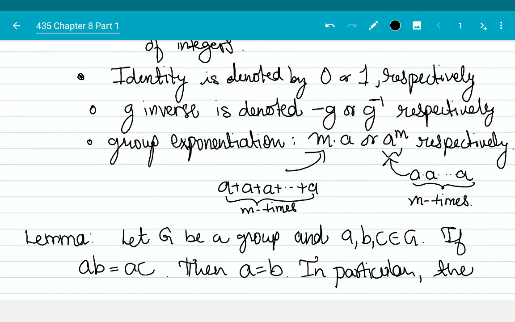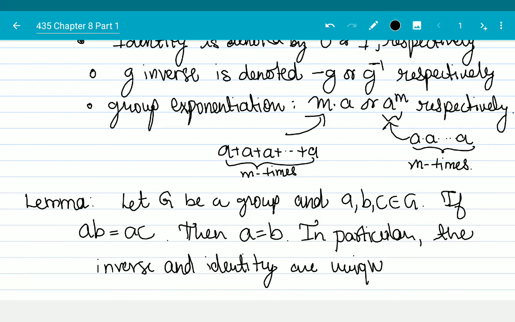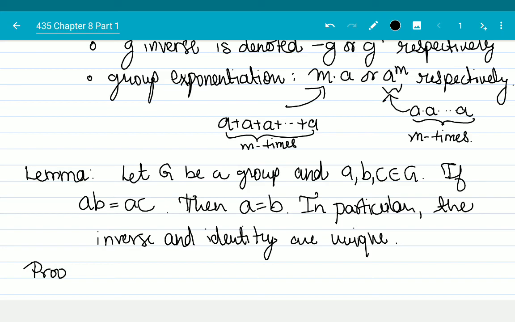In particular, the inverse and identity are unique. Okay. Proof. So for now, in the first part, I'm not going to assume that identity is unique. Okay.